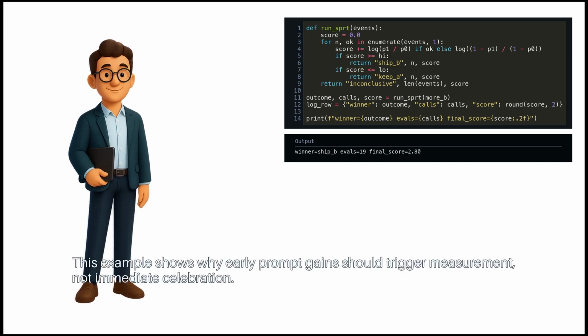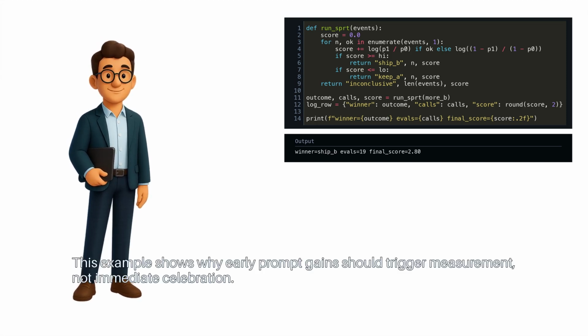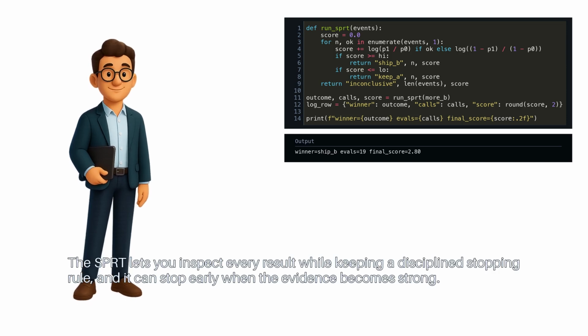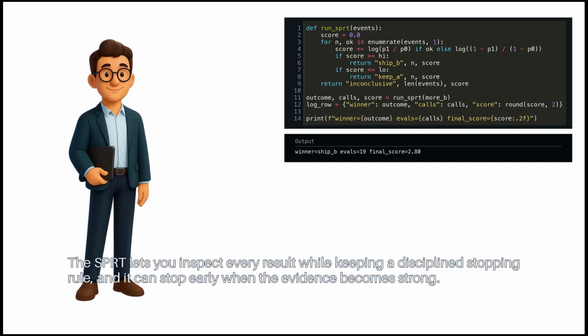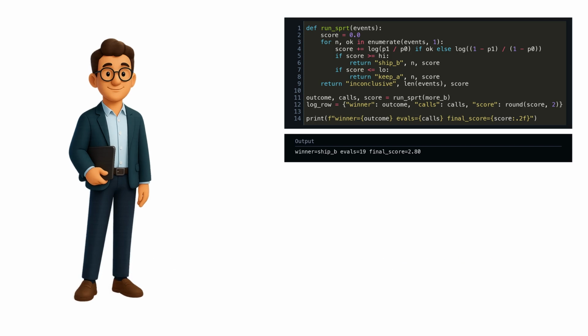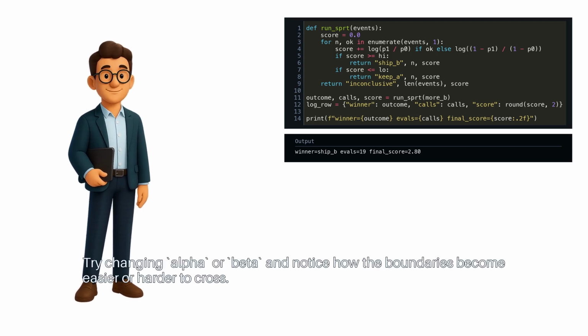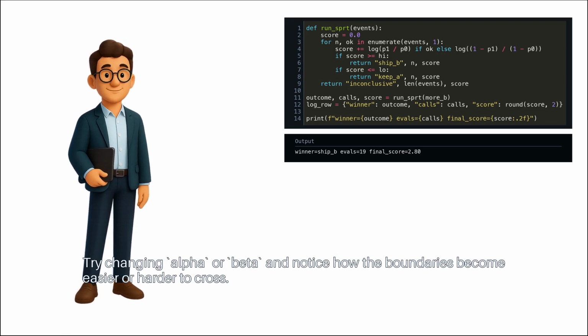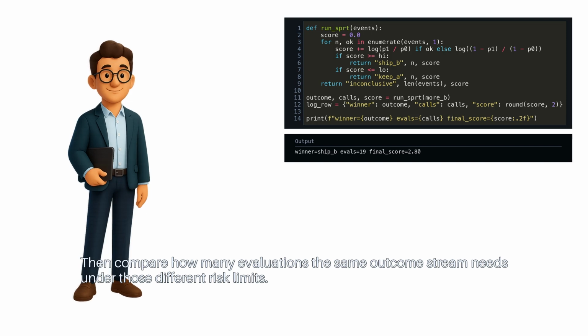This example shows why early prompt gains should trigger measurement, not immediate celebration. The SPRT lets you inspect every result while keeping a disciplined stopping rule, and it can stop early when the evidence becomes strong. Try changing alpha or beta, and notice how the boundaries become easier or harder to cross. Then compare how many evaluations the same outcome stream needs under those different risk limits.